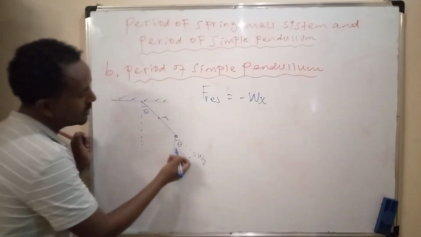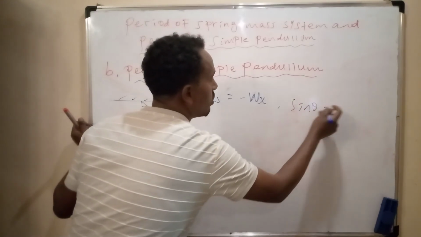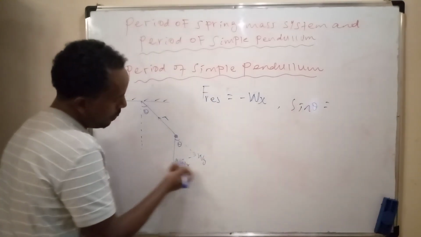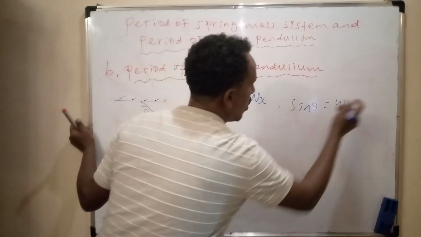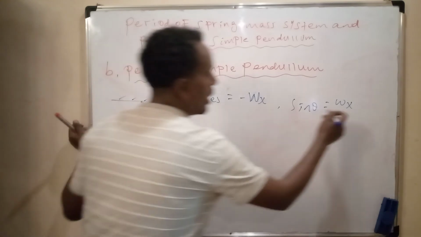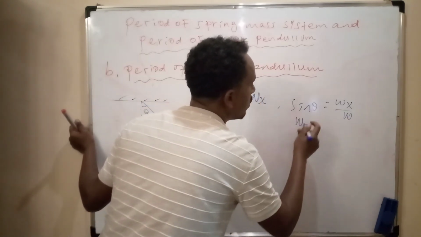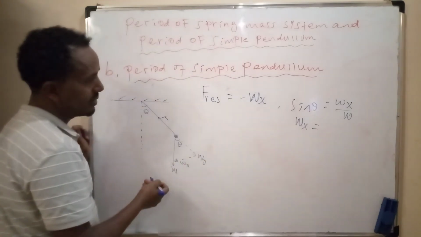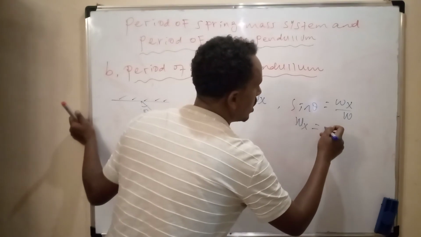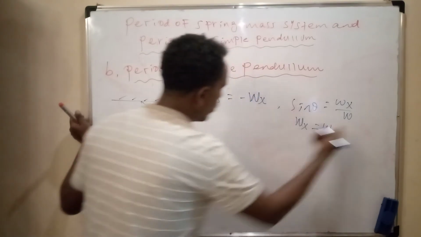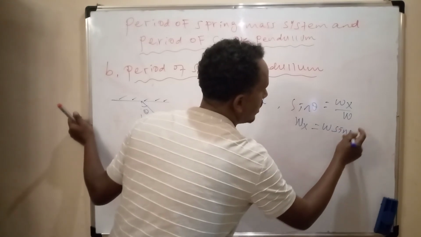This W x, sine of theta here, sine of theta is equal to opposite side over hypotenuse. The opposite side is W x, over hypotenuse W. Therefore, the force along this axis, let's say this is the x-axis, is equal to W, this is weight, it is not omega, weight W times sine theta.